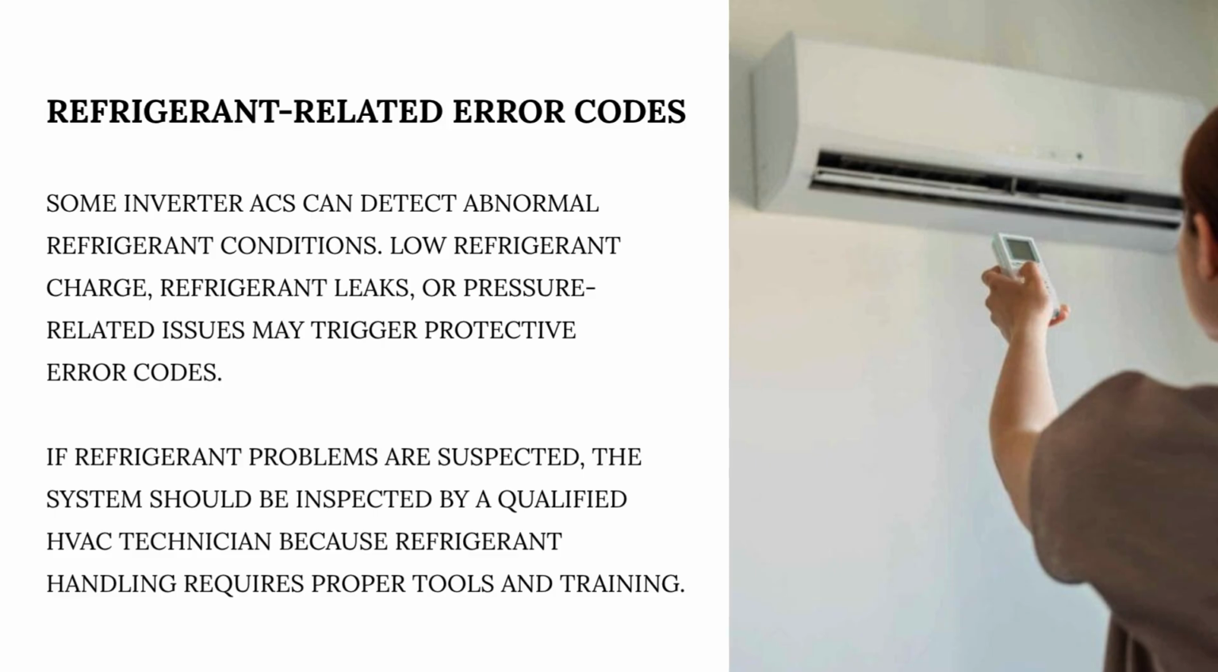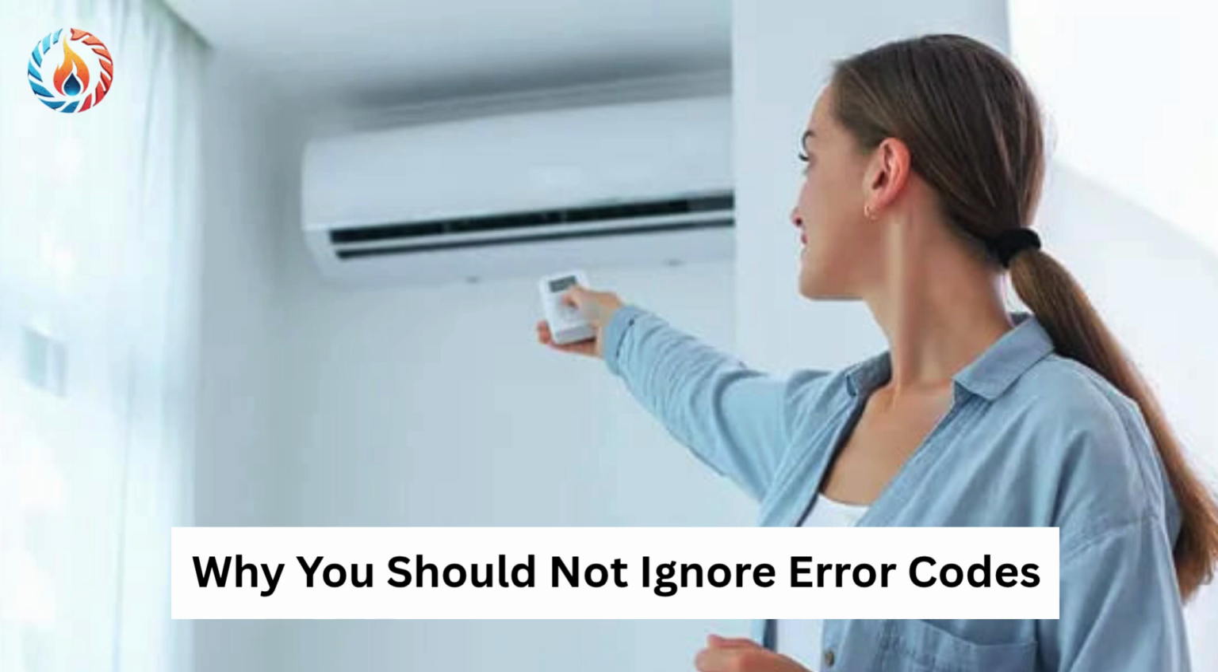Refrigerant-related error codes. Some inverter ACs can detect abnormal refrigerant conditions. Low refrigerant charge, refrigerant leaks, or pressure-related issues may trigger protective error codes. If refrigerant problems are suspected, the system should be inspected by a qualified HVAC technician because refrigerant handling requires proper tools and training.